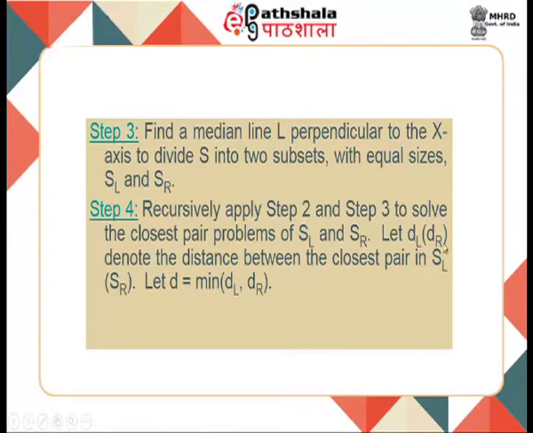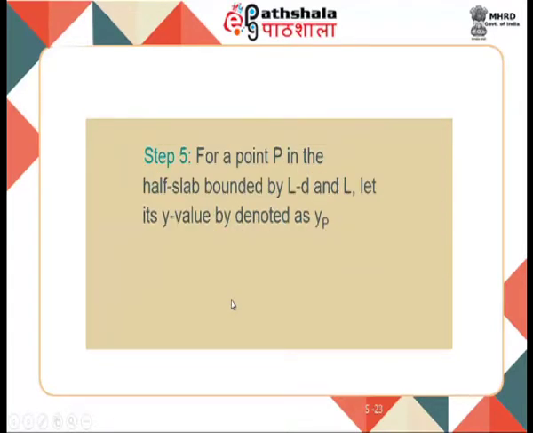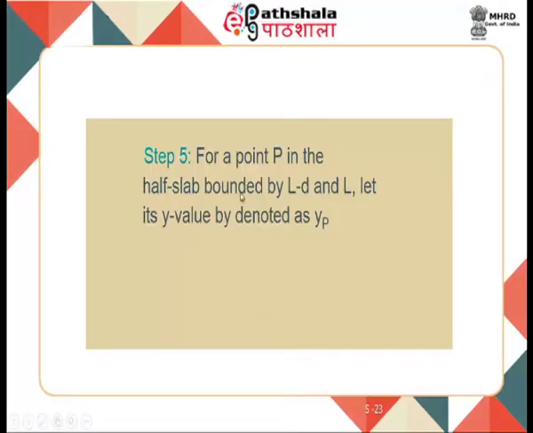So, let DL denote the distance between the closest pair in SL, and if DR is going to be the distance between the closest pair in SR, then you can say that the minimum distance is going to be the minimum of DL and DR. As said in the numerical example, once you find the distance, we are trying to find the grid, and the grid size is going to be L minus D.